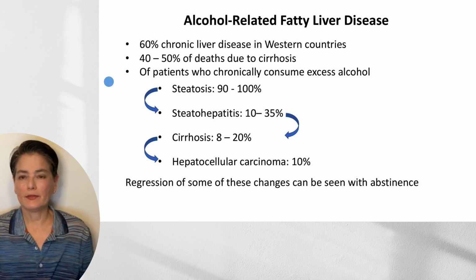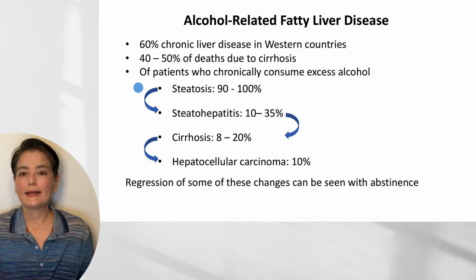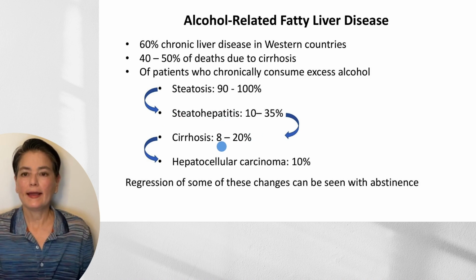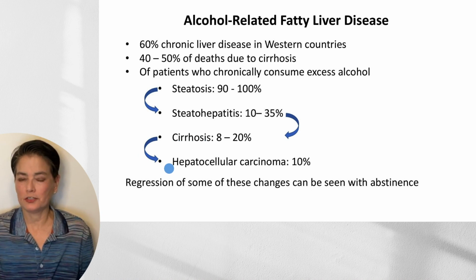Now, in order to understand the natural history of alcohol-related liver disease, let's look at the progression. So if you look at all of the patients who chronically consume excess alcohol, 90 to 100% of them will have steatosis. Of this group with steatosis, 10 to 35% will develop a worsening picture, which is called steatohepatitis. Of the individuals with steatohepatitis, 8 to 20% will develop cirrhosis. And of these individuals with cirrhosis, about 10% will develop hepatocellular carcinoma.